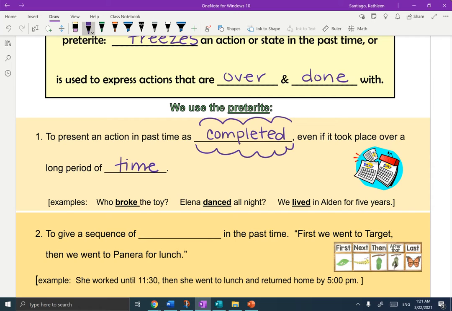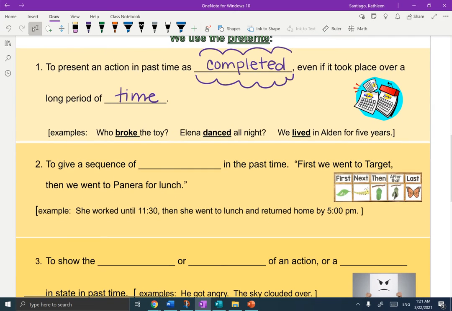Examples. Who broke the toy? Completed past action. The toy was broken. Elena danced all night. Now, it's over and done with. Perhaps it was last night, but it happened over a long period of time. It's still over and done with. We lived in Alden for 5 years. So even though it took 5 years, we lived there, but we don't live there anymore.